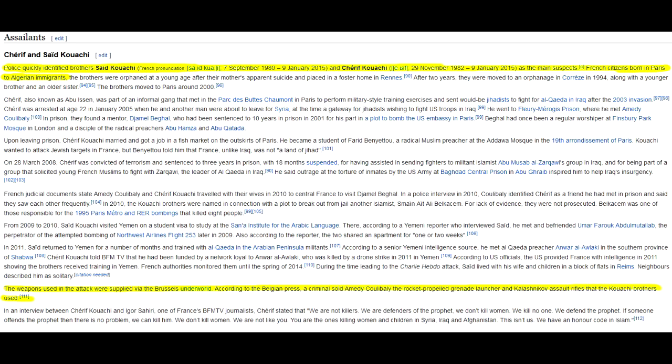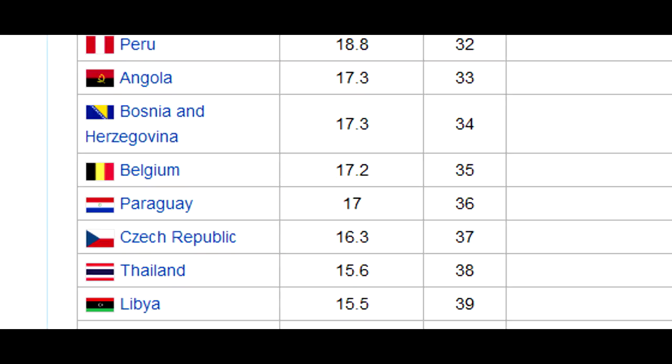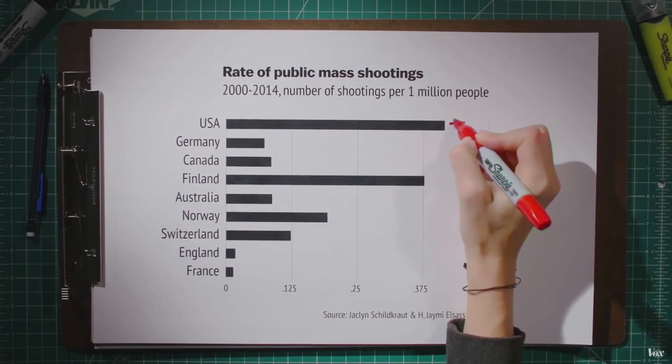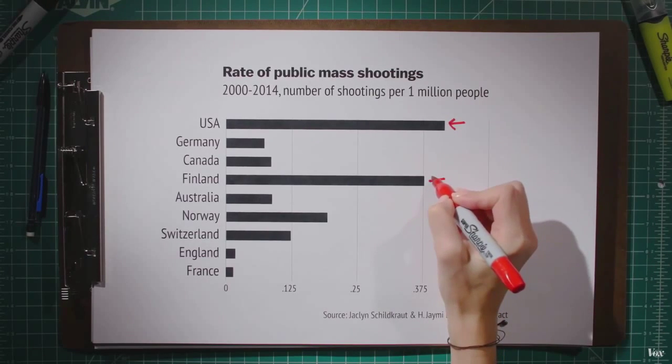The weapons used in the attacks were supplied via the Brussels underworld, according to the Belgian press. A criminal sold Ahmedi Koulibaly the rocket-propelled grenade launcher and Kalashnikov assault rifles that the Kouachi brothers used. And for some context into Belgium's ranking in the world for guns per capita, Belgium ranks number 35 at 17.2 guns per 100 people. Of these countries, Finland is next, with just 2 shootings over 14 years, but a much, much smaller population.